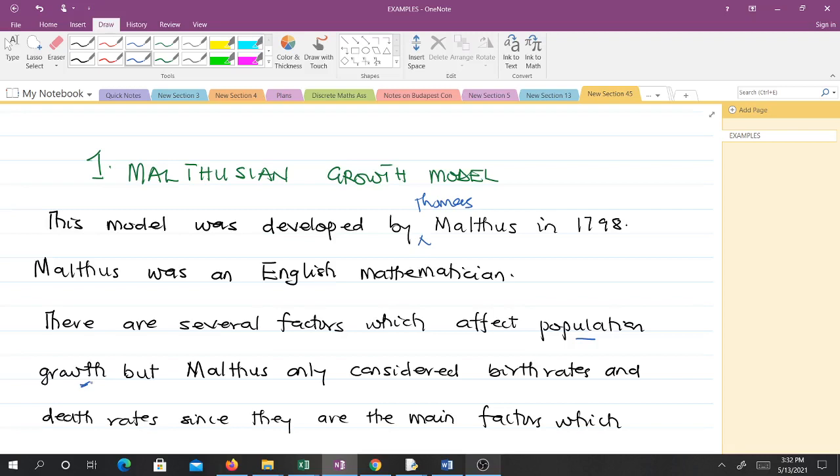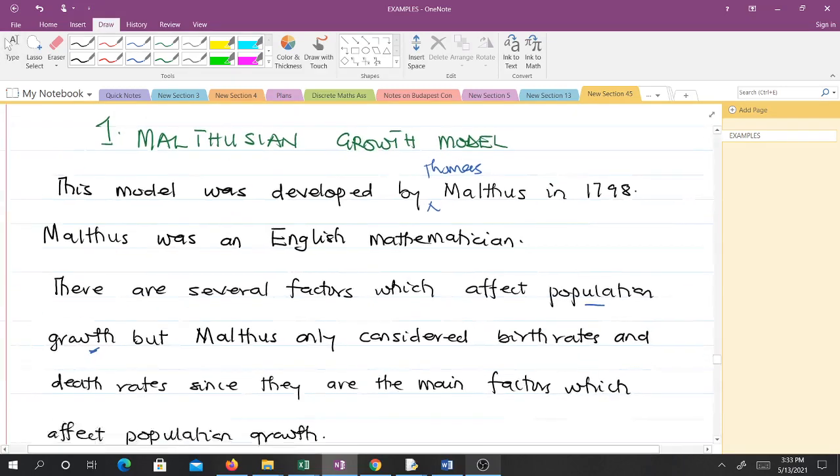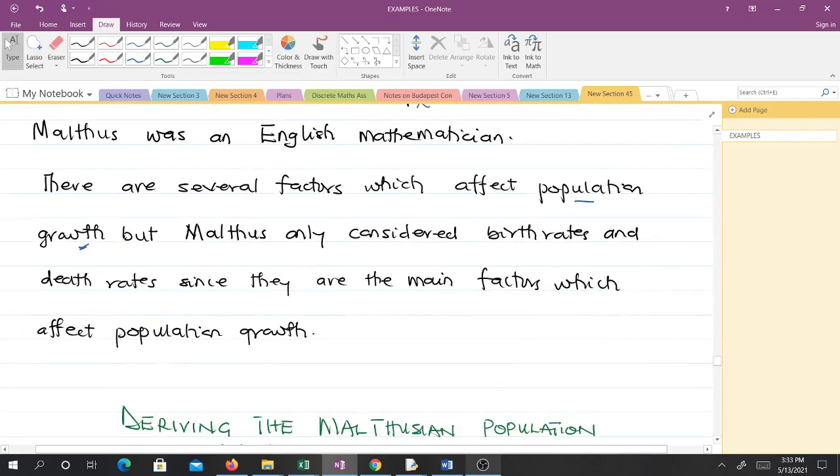Aside from these two factors, we also have other factors which affect population growth, such as fire outbreak. When there is a fire outbreak, people are going to die, right? Such as when there is starvation, when there is famine, we have a lot of them. But since birth rate and death rate are the main factors which affect population growth, Malthus only considered those two: birth rate and death rate.